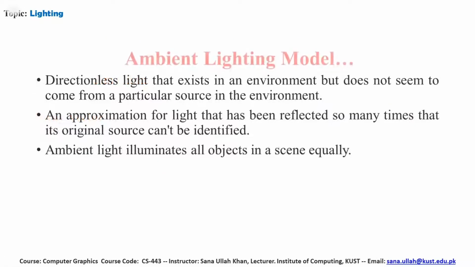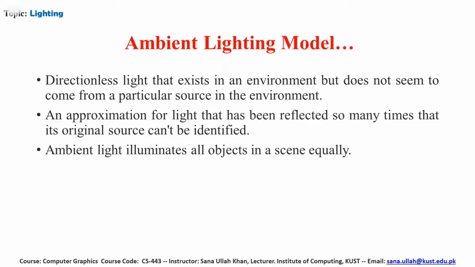Next is the ambient lighting model. So what is meant by the ambient lighting model? It is a directionless lighting model that exists in the environment but does not seem to come from a particular source. In short, ambient light is a type of model where the source of light is not specified and not focused. It is an approximation for light that has been reflected so many times that its original source cannot be identified. Ambient light illuminates all objects in the scene equally.